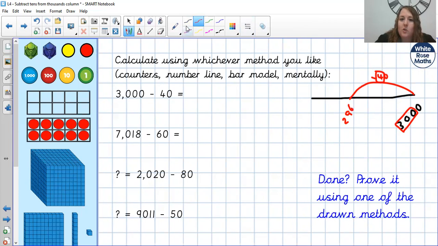And we have to make sure we add on that 0 in the ones column. So I can pop my comma in. So if you got the answer 2,960, please give yourselves a tick.